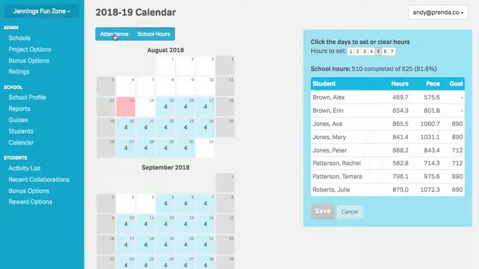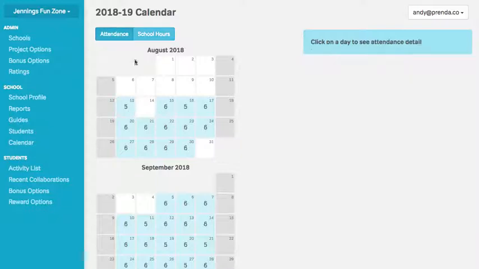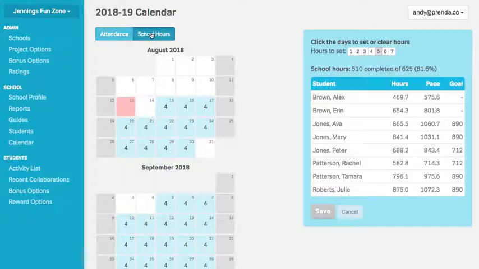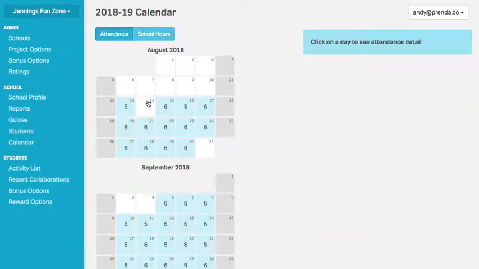So for instance, take this day of August 15th. If 6 students attended and school went for 4 hours, then we know that there were 24 hours of education that happened. That's a number that we submit to the state government, and the state government pays for that, and then that allows us to pay the guides for that number of school hours. So it's important that we calculate that number of school hours correctly, and the calendar page is what allows us to do that.